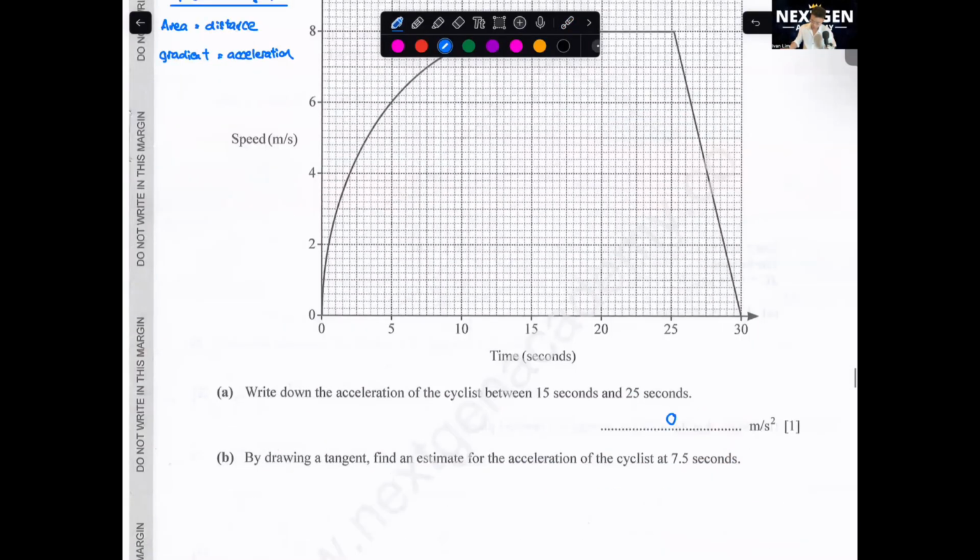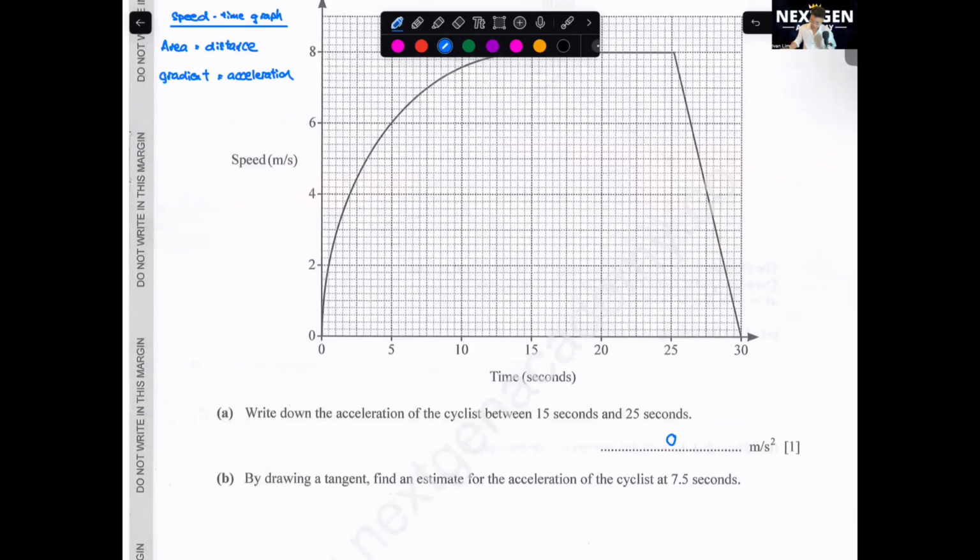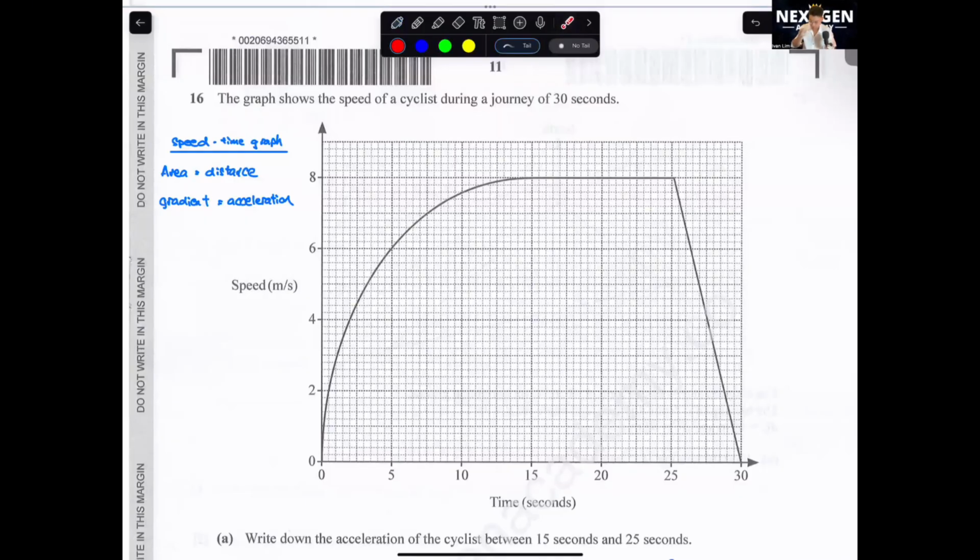Number 2, by drawing a tangent, find an estimate for the acceleration of the cyclist at 7.5 seconds. That means at 7.5, we draw a tangent, then we find what is the gradient. Okay, where is 7.5? Over here. Okay, we take our ruler, draw a line like this. Okay, you try to find a nice point that you can see based on here. This is 7.5.